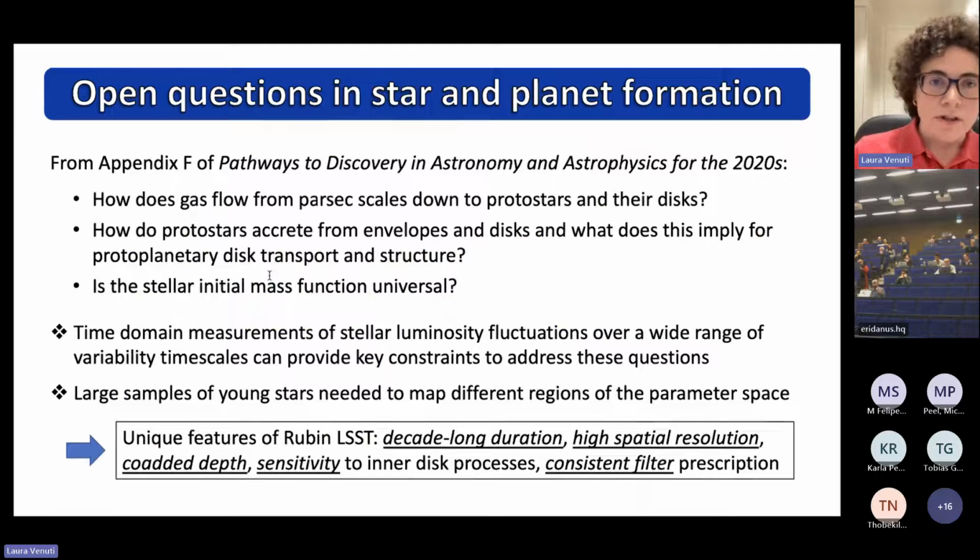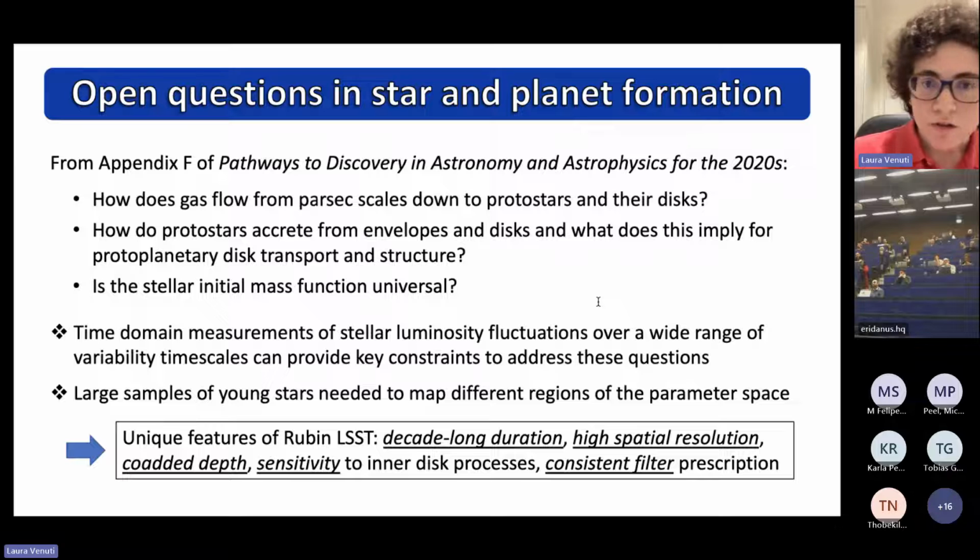And indeed, very recently, there has been a new decadal survey in astronomy and astrophysics, sponsored by several agencies, including NASA and NSF, which led to a document that charted pathways to discovery in astronomy and astrophysics for the 2020s. And in the field of star formation, among the questions that were found to be answered in the 2020s, we find the exact dynamics of mass accretion from large scales to small scales, and whether the mass distribution of young stars that are formed in star-forming regions is universal or not.